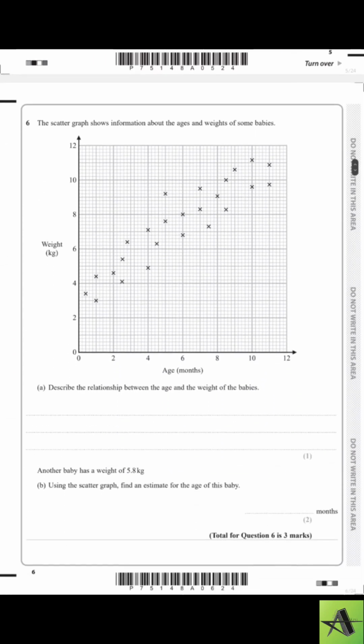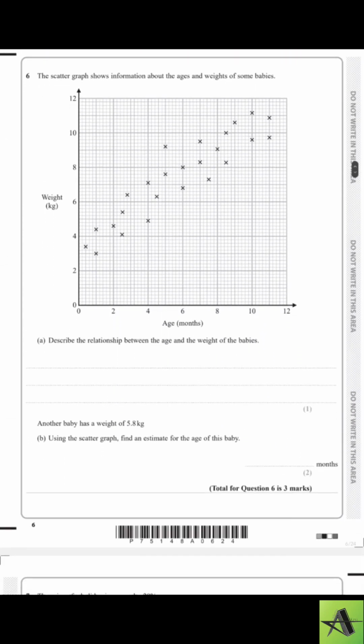Moving on to the next question. The scatter graph shows information about the ages and the weights of some babies. Describe the relationship between the age and weight of the babies. We can clearly see that they are increasing linearly, or I can say there's a positive correlation. But the second thing is showing you have to estimate the age of baby.